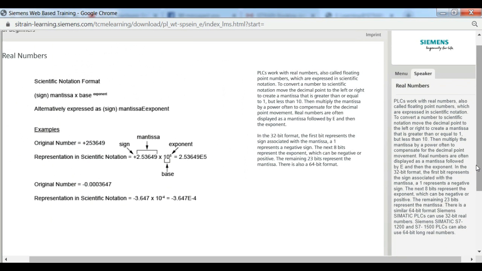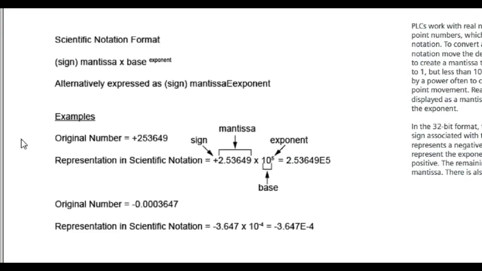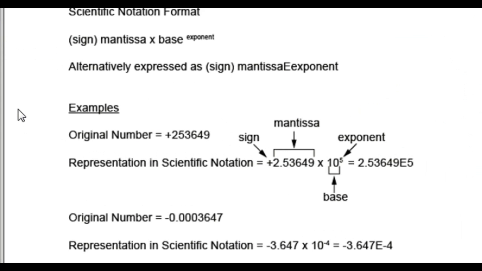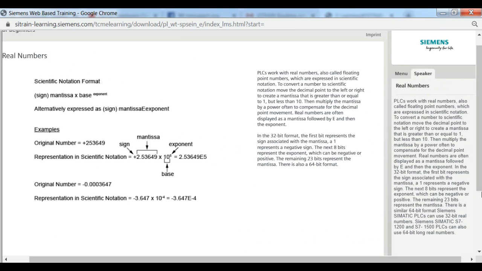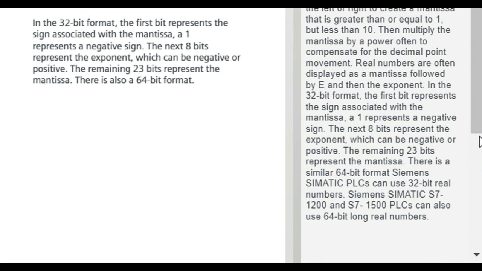In the 32-bit format, the first bit represents the sign associated with the mantissa. A 1 represents a negative sign. The next 8 bits represent the exponent, which can be negative or positive. The remaining 23 bits represent the mantissa. There is a similar 64-bit format.